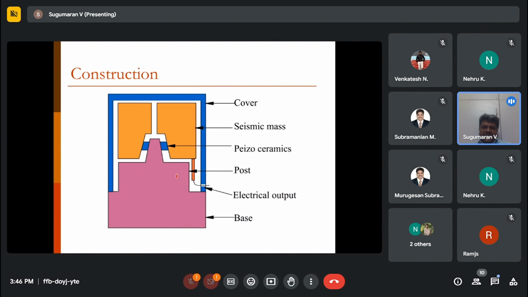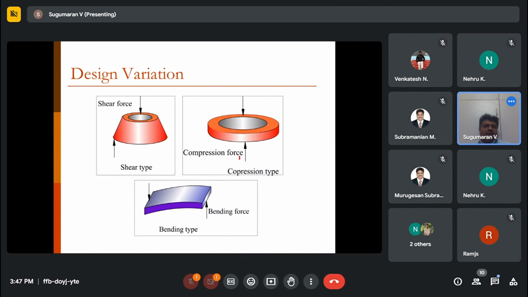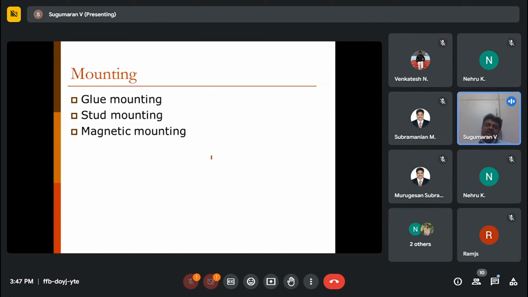This is the construction. Of course, a similar construction you might have found in other books. This is there in my book. Different design variants are there for the piezoelectric material. One is a shear force type. This is compression type. This is bending type. How you keep the material depends upon the design variation.